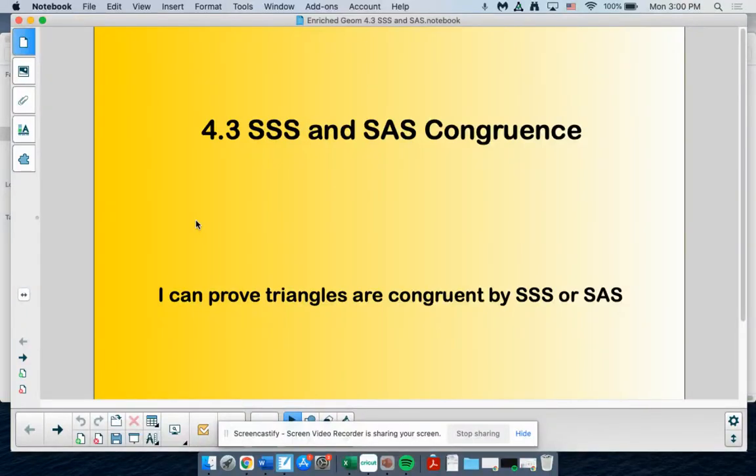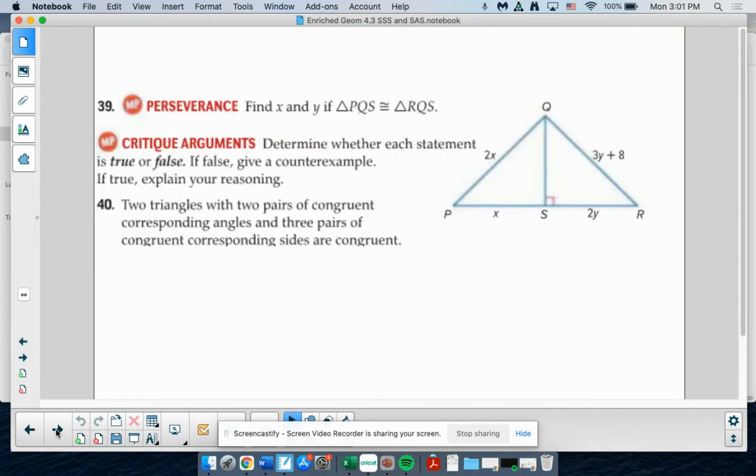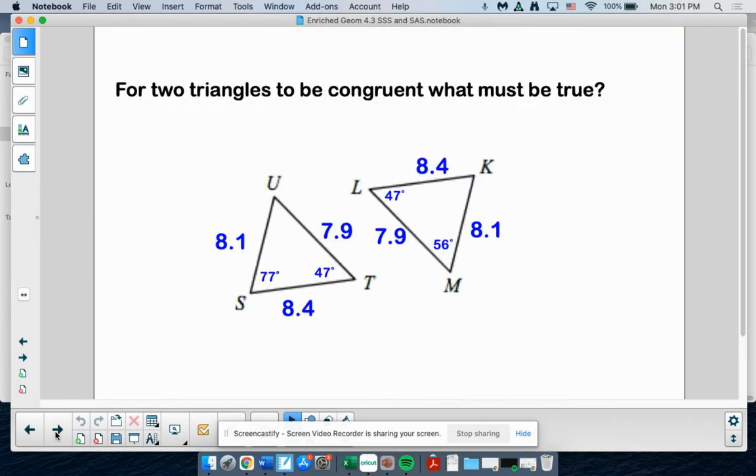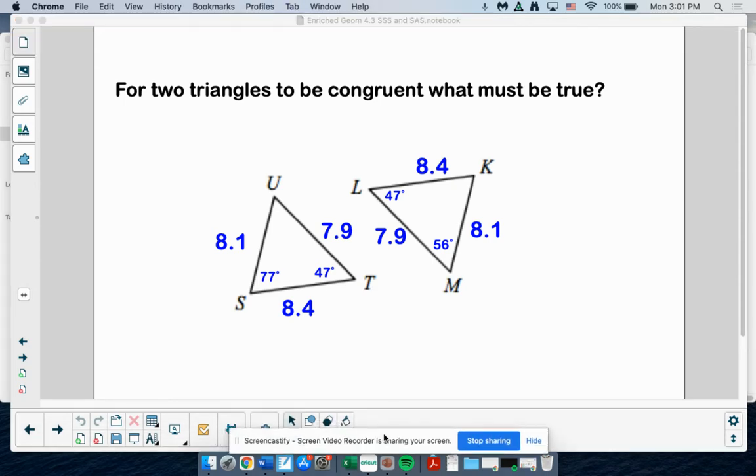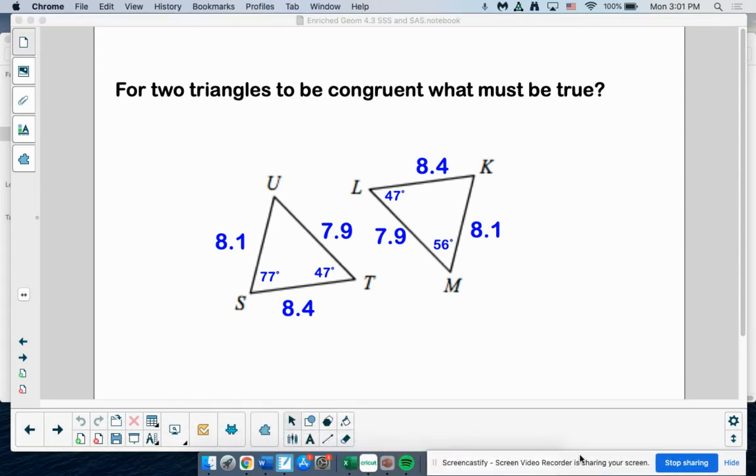Okay, folks, we are doing side, side, side, and side angle side congruence today. We're going to use these shortcuts to prove triangles are congruent. Yesterday we talked about congruent triangles, right? And what must be true for two triangles to be congruent? Well, hopefully you're thinking everything about them has to be the same, right?